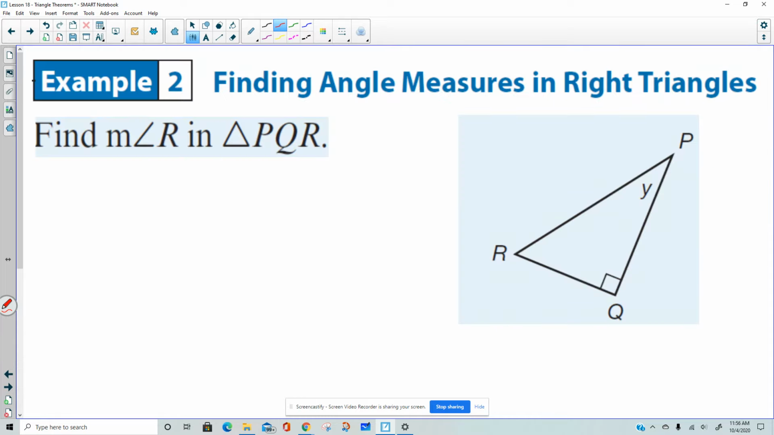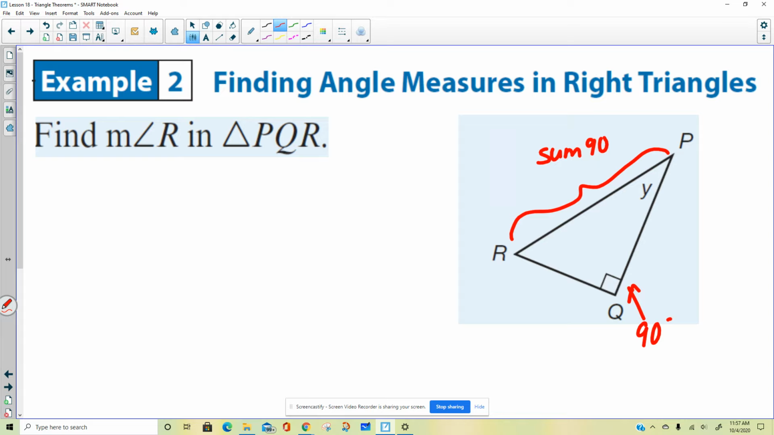Okay, let's do a couple more problems. Example 2, find the measure of angle R in this triangle here, triangle PQR. All right, well, I don't have anything labeled, so this is all going to be in the general sense. I know I have a right triangle, so that tells me that the sum of the 2 acute angles in that triangle has to be 90, right?